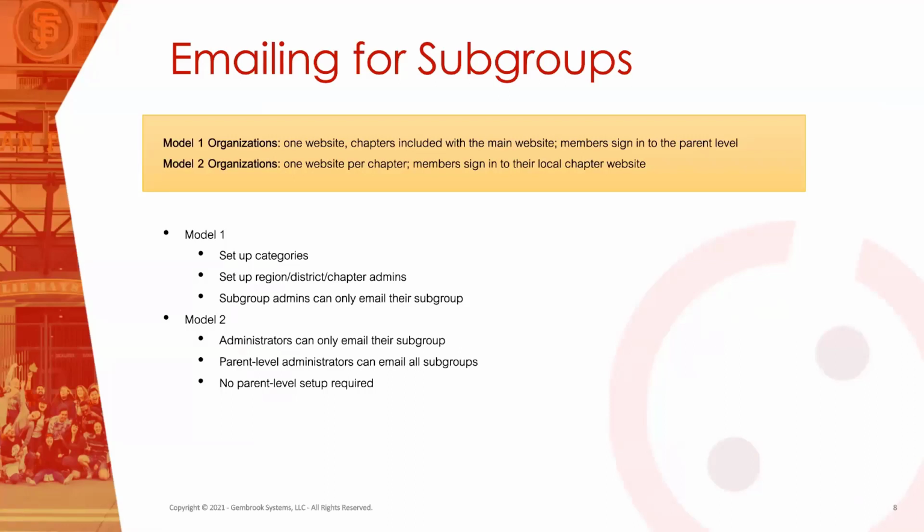Under Model 2 organizations, parent-level administrators do have the ability to email everyone within their subgroup, and everyone within additional subgroups. However, it's with one extra step as opposed to just being able to email everyone by default. So if we go ahead and switch gears here, I'm going to add an additional site to our demo package here.